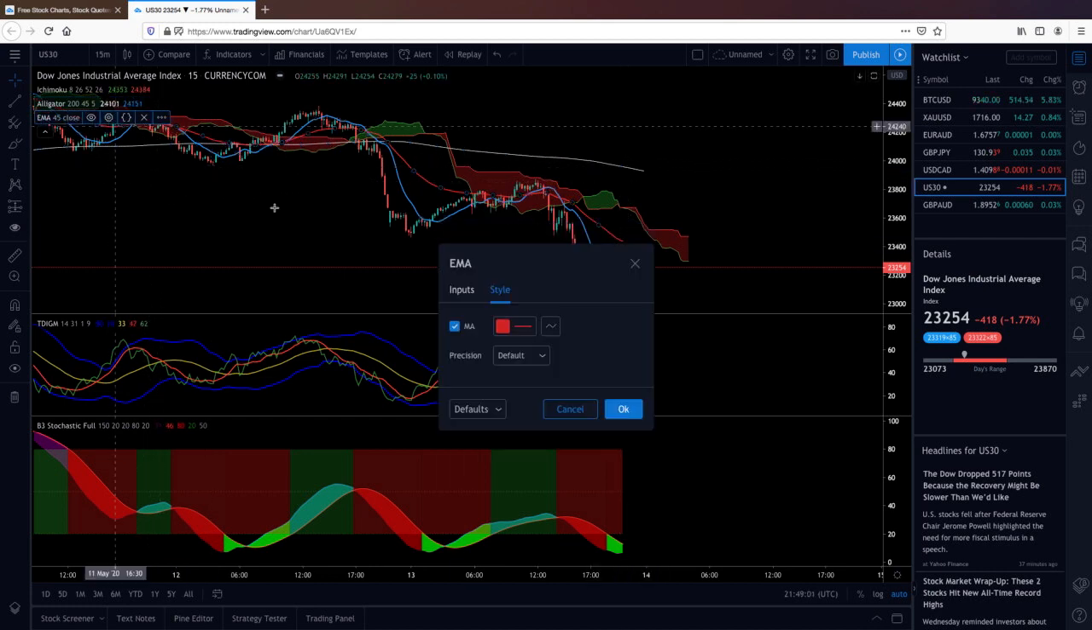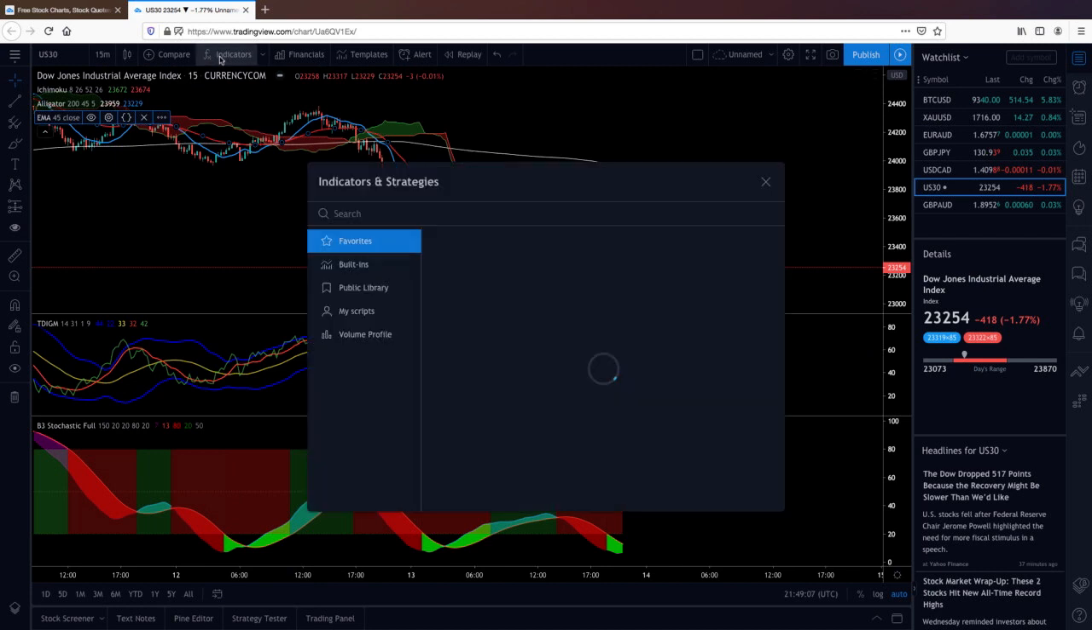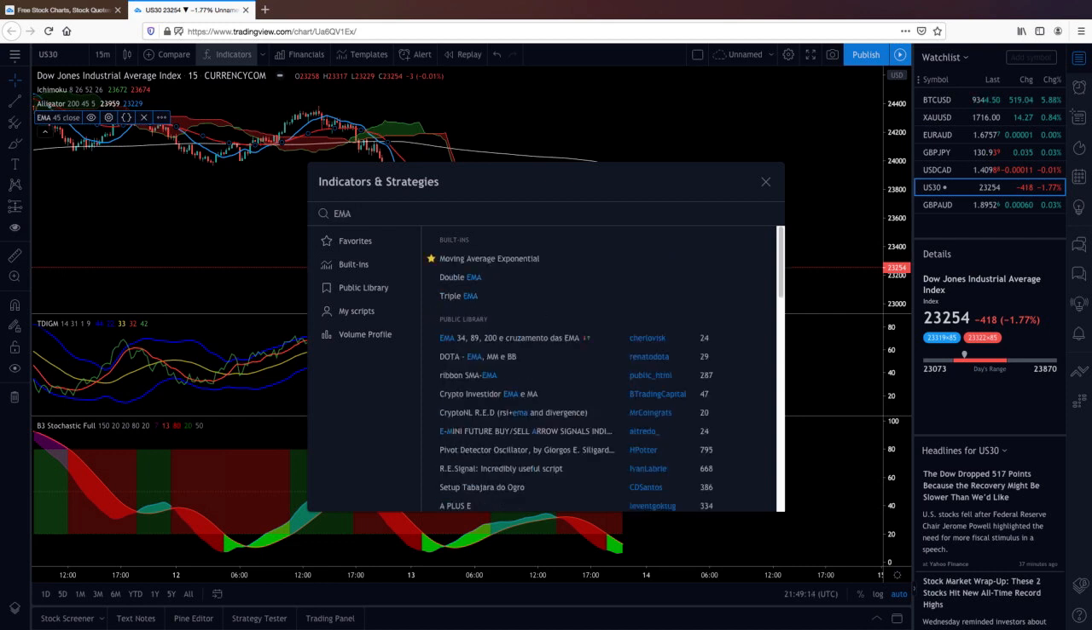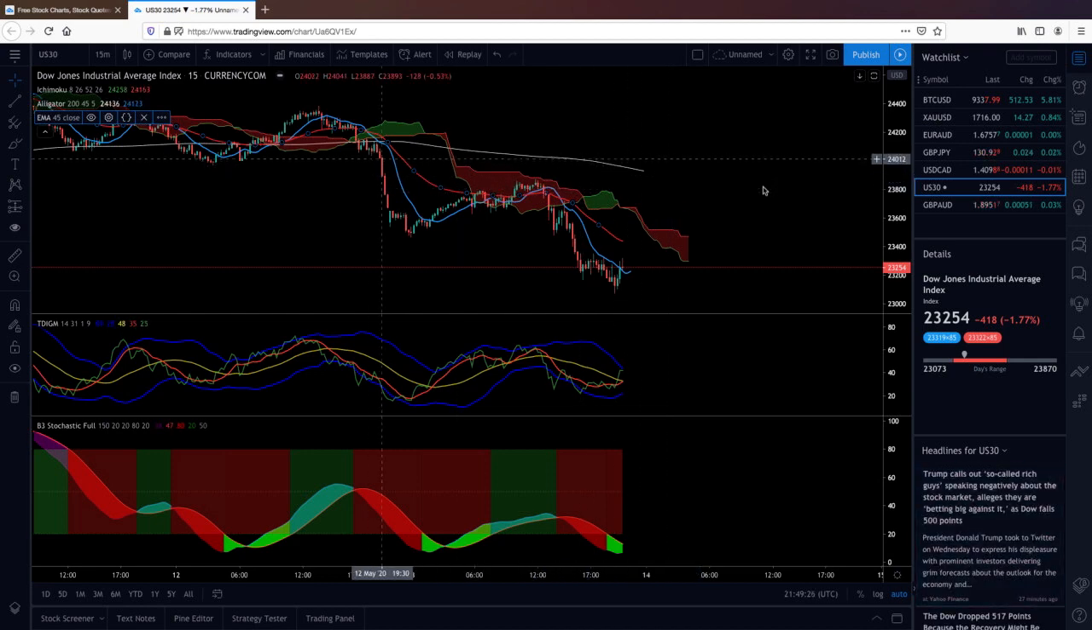Add an EMA moving average and make it red. Change the length to 45. A lot of people get confused about which one to get. So go to TradingView or MetaTrader 4, it doesn't matter. Go to moving average exponential if you are on TradingView. If you are on MetaTrader, all you do is change it from simple to exponential, and then you have it.